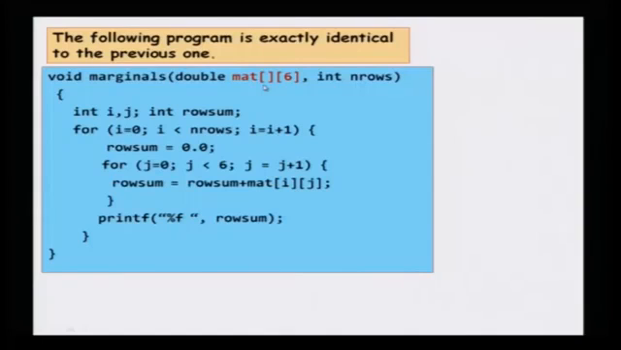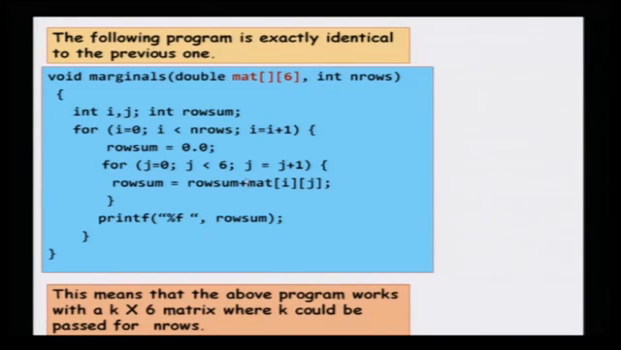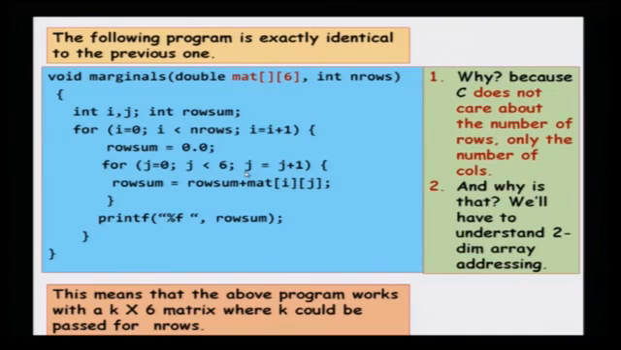So, we have a similar phenomenon for 2D arrays, except you are not allowed to omit both rows and columns. Okay. You have to specify the number of columns, but you are allowed to omit the number of rows. So, the number of rows is not important, you could omit it and just give an empty pair of brackets, and the code will work as before. So, this means that the above program actually works for any k cross 6 matrix, where k could be the number of rows. And this is because C does not care about the number of rows, only about the number of columns. And why is this asymmetry?